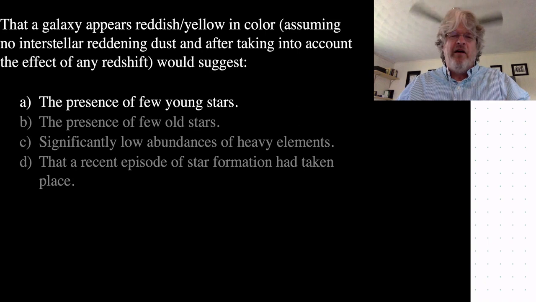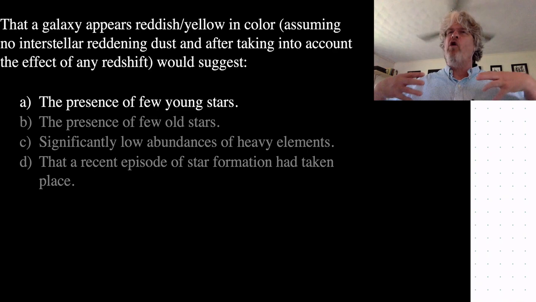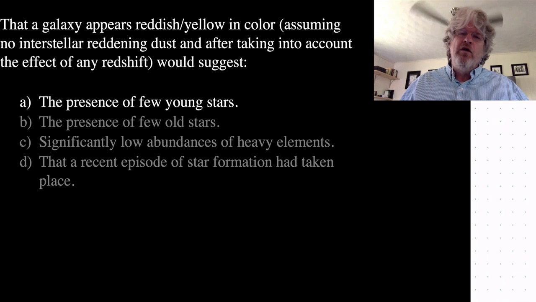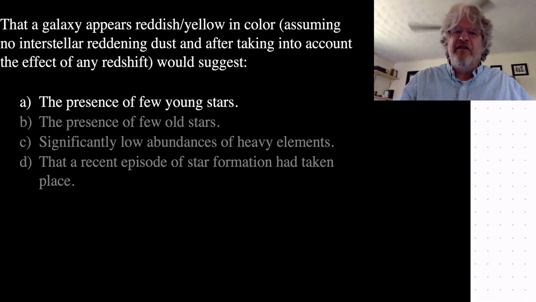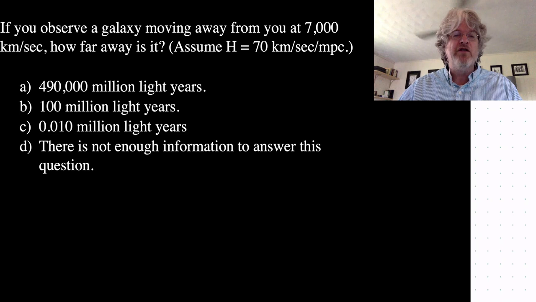Oh, sorry, A. You've got very, very few young stars there. It's a population of old stars, and so all the high mass stars have died away. And you've just got low mass stars, which are much cooler. And so, yeah, it's just going to appear yellow or red when you're looking at the light from that. All right, so you observe a galaxy moving away from you at 7,000 kilometers per second.